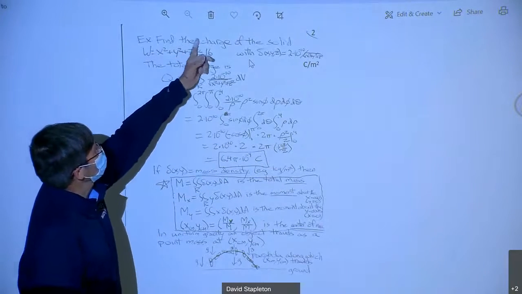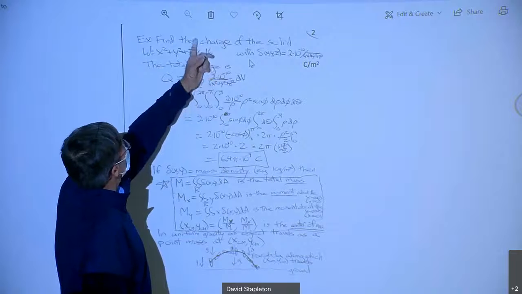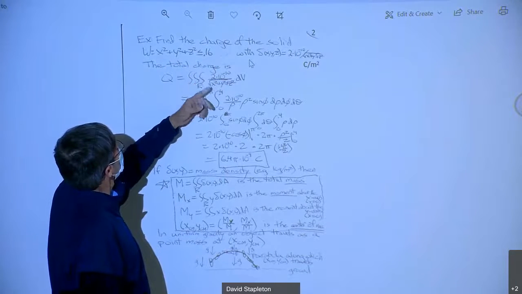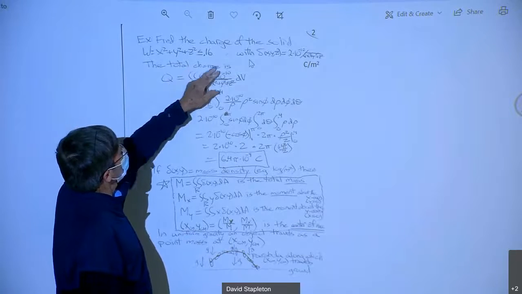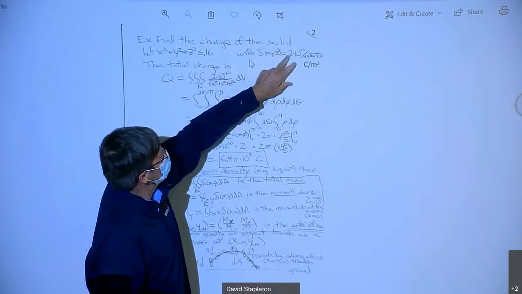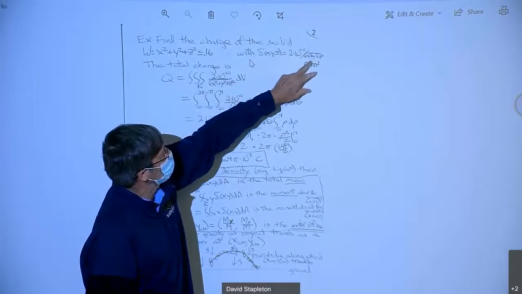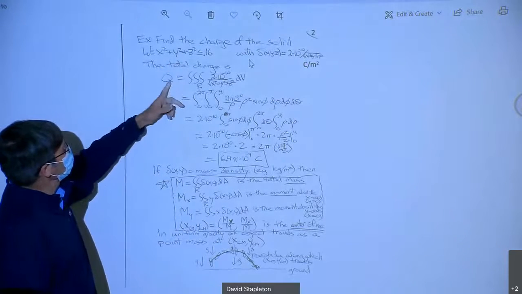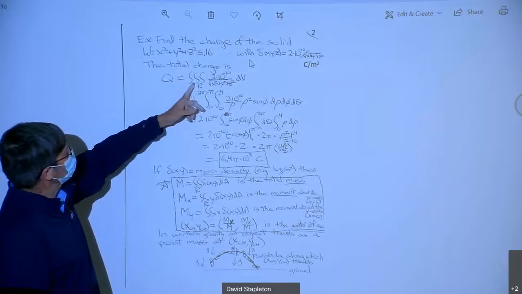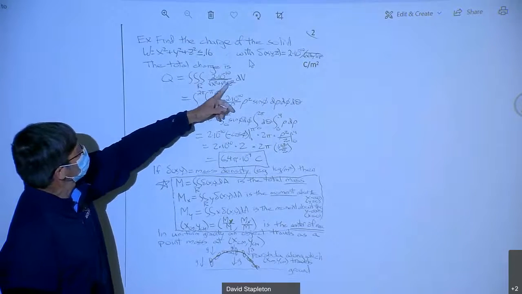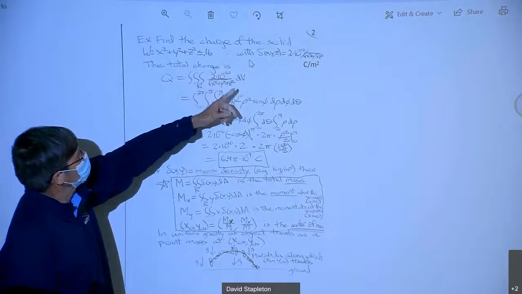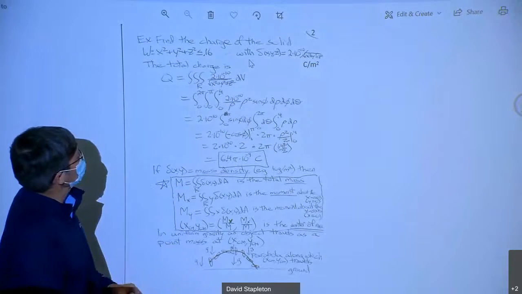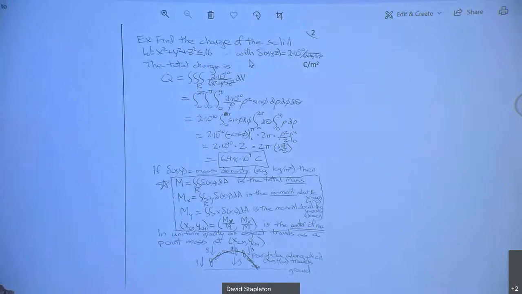Here we'll say, if you just replace this with, find the mass of the solid, if the mass density is 2 times 10 to the minus 10 over the square root of x squared plus y squared plus z squared. So you can do this with charge, do it with mass, but the idea is that the total charge or the total mass is the triple integral of the density function over the solid. That's the definition.